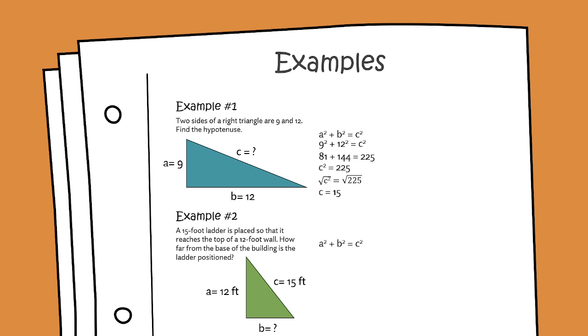So using our formula, a squared plus b squared equals c squared, we're going to plug in our values for a and c. So we get 12 squared plus b squared equals 15 squared. We know that 12 squared equals 144 and 15 squared equals 225. So rearranging this formula, we get b squared equals 81 because we're going to subtract 144 from 225. Taking the square root of both sides, we get b equals 9.